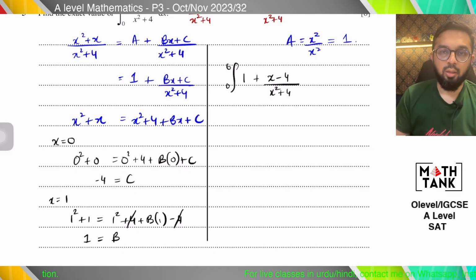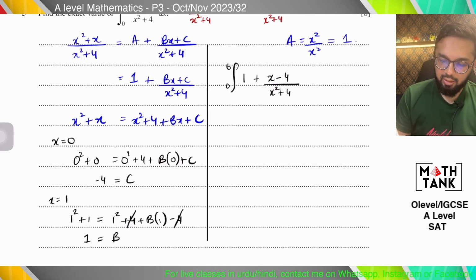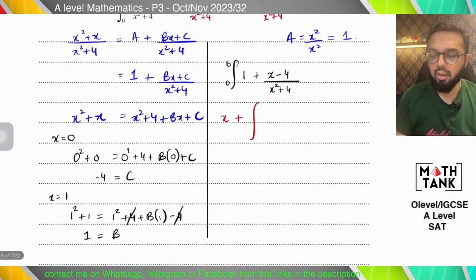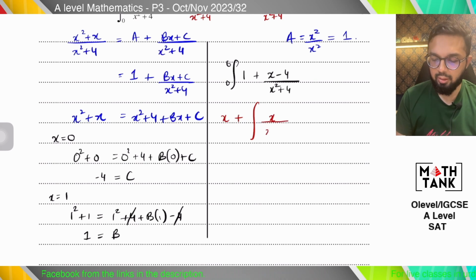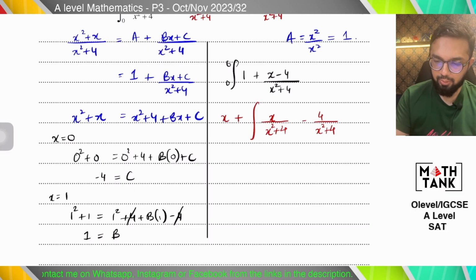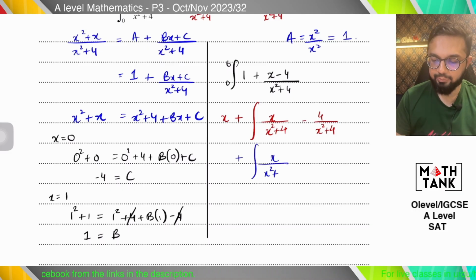Okay, 1 can simply be integrated into x, that's fine. Now, for integrating x minus 4 over x squared plus 4, you've come across a situation like that in the previous past papers as well. So this includes a separation of the numerator. I can just separate the numerator and say that both of these can be divided by the common denominator that I have. Now I can have integration signs for both.